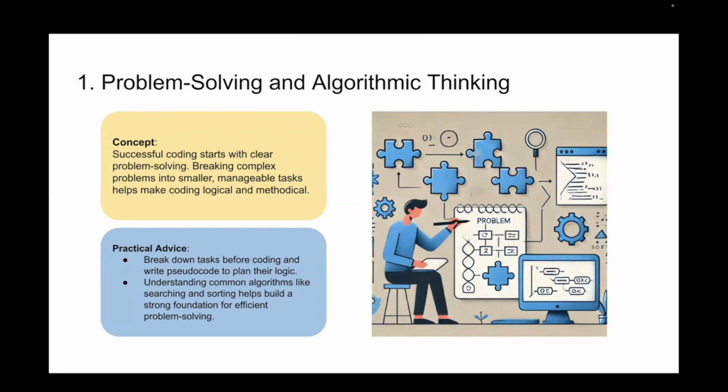Okay, first, problem solving and algorithmic thinking. When you have a problem and you need to analyze it, you need to break a complex problem into smaller and manageable tasks, and that helps you to write your code. That is what we just did: when you define a problem, you need to really plan and think, not yet coding, about how you want to approach this problem logically.